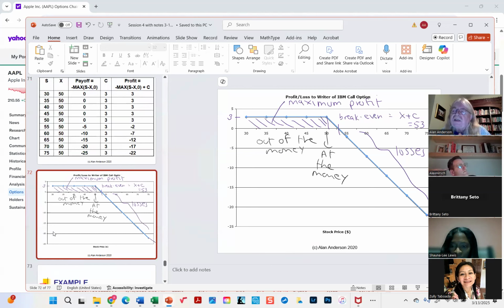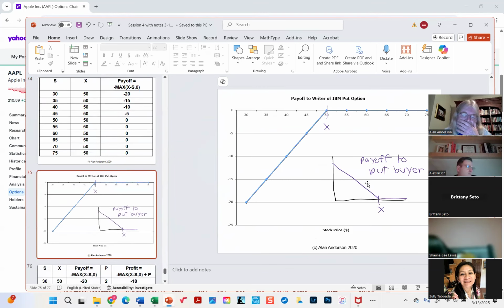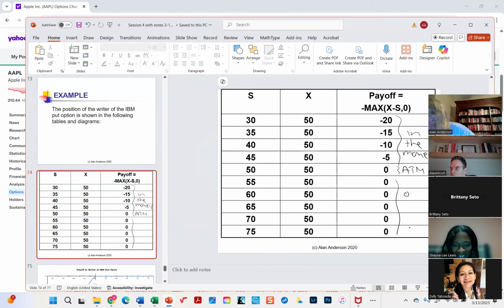In fact, not too far down the road here, we'll be seeing a strategy where you're buying and selling a call. The only difference between the two is the strike prices. So anyway, now with the put, look at that. Again, if you notice, the calculations are the same. This is where the option finishes in the money. This is at the money. And this is out of the money.